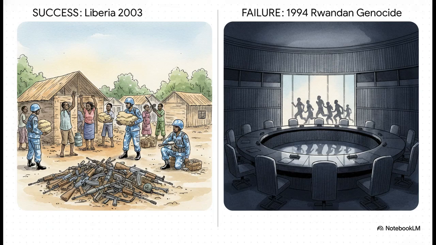Now, this doesn't mean the Council never gets anything done. Not at all. There have been some amazing successes, like in Liberia in 2003, where UN peacekeepers were absolutely crucial in stabilizing the country after a horrific civil war. But then you have the tragic failures. The 1994 genocide in Rwanda, where a lack of political will from the big powers meant the UN couldn't effectively intervene, is just a horrifying reminder of the system's limits. Nearly 1 million people died.